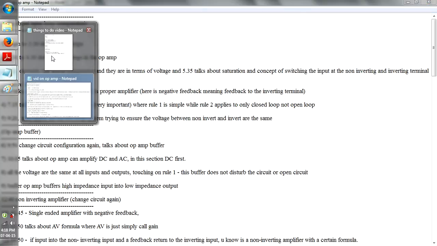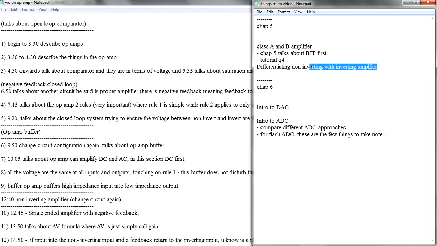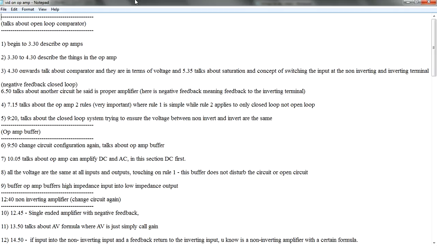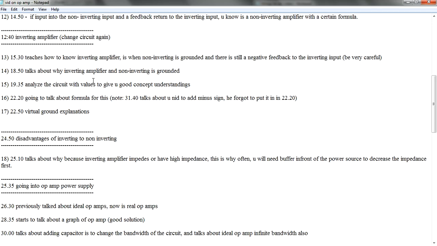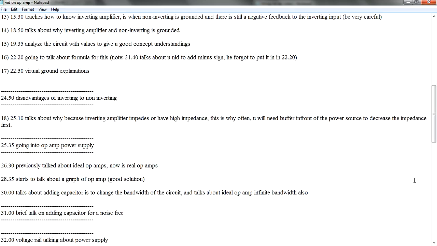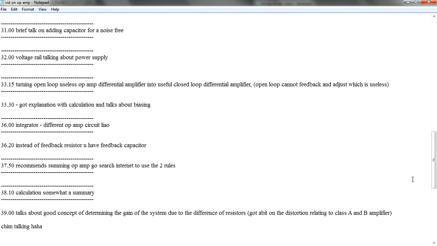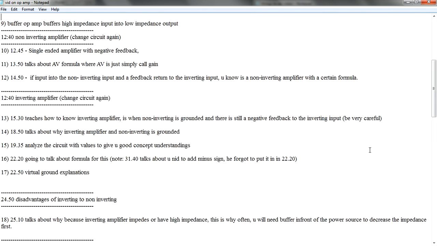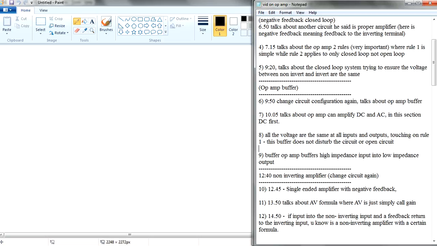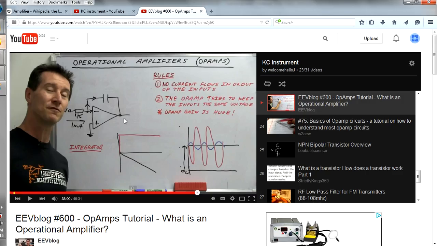In this video, I'll talk about differentiating non-inverting and inverting amplifier, and then just take a screenshot. Okay, if in the future you lost this text document, at least you can know where I am now. So this one also take, and then this one also take, and then that's all. So these are the things that describe the video on here.